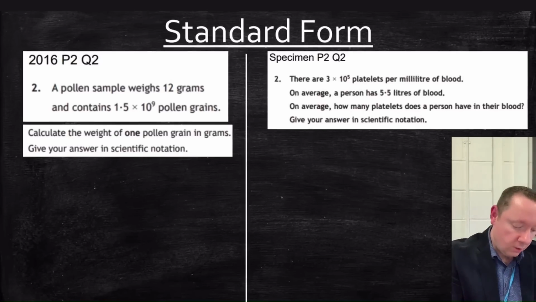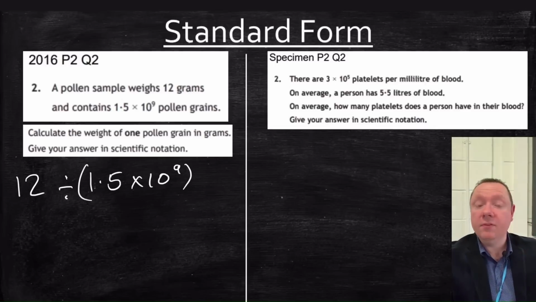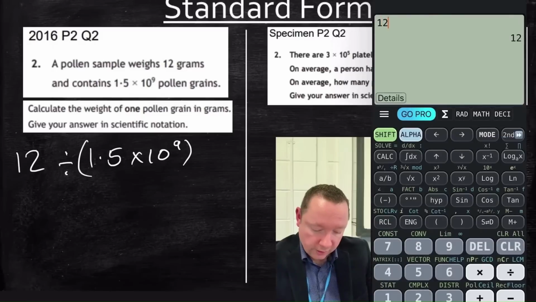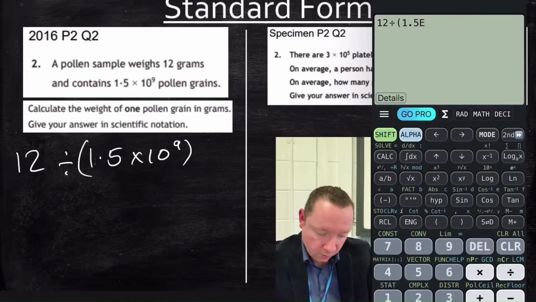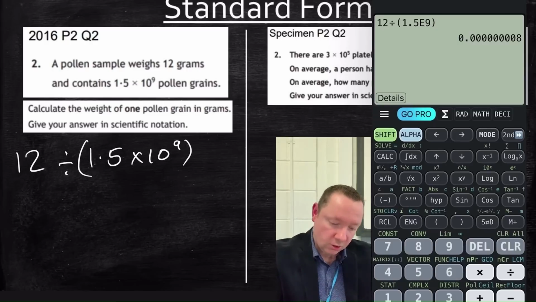So the sum I'm going to do is 12 divided by 1.5 times 10 to the 9. And I'll put that in brackets to remind myself that when I get my calculator out, I'll need to use brackets around it. So that's 12 divided by 1.5 times 10 to the power of 9. That gives me 0.0000000008. So I just write that down.